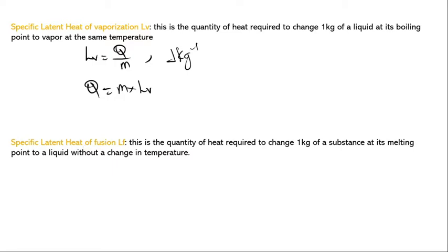All right, so the specific latent heat of fusion is the second one that we want to look at. This is the quantity of heat energy required to change 1 kilogram of a substance at its melting point to a liquid without a change in temperature. So what we mean by this is, if you are able to change a solid substance to a liquid or a liquid substance to a solid, that particular type of heat is what we call the latent heat of fusion.